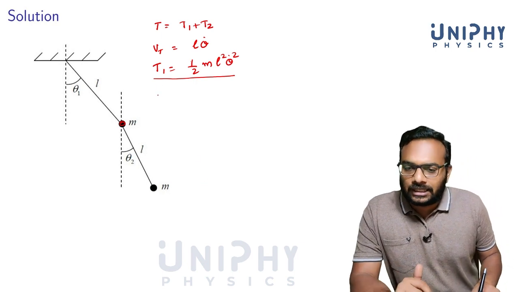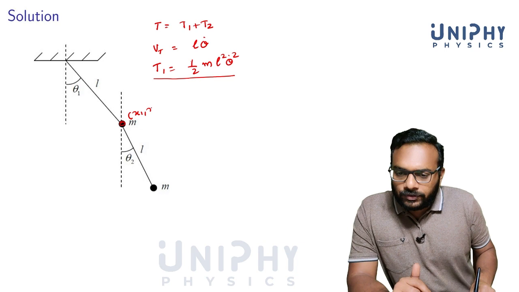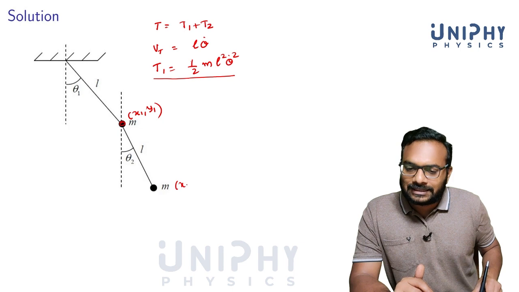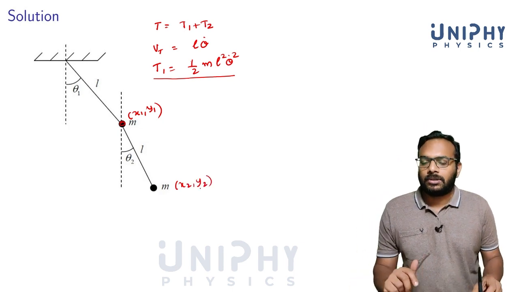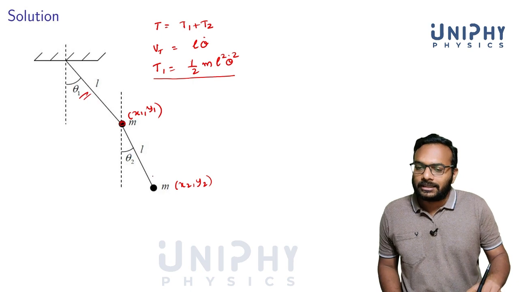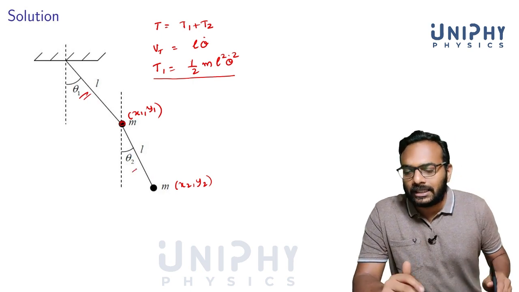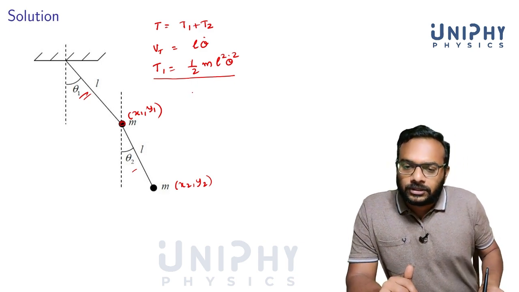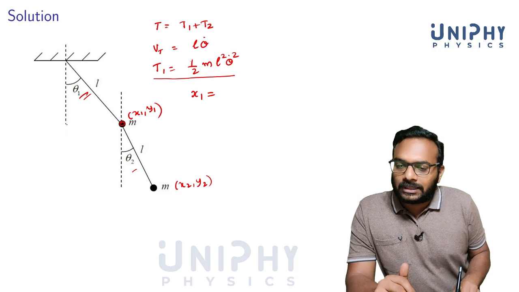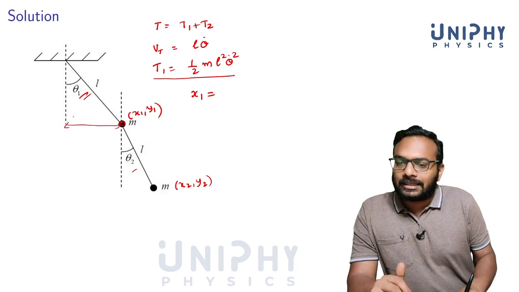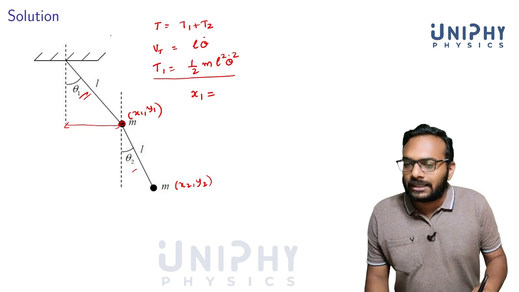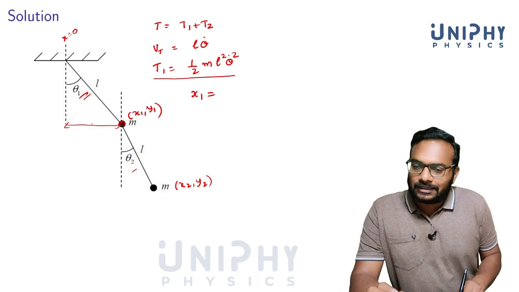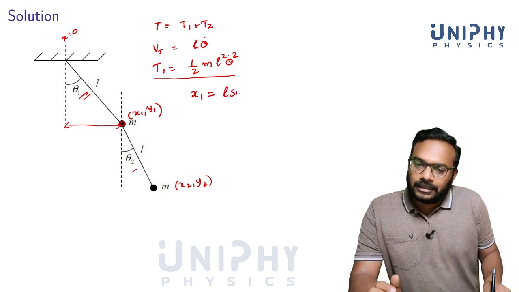So let's start with the transformation equations. Let's give the coordinates of the first mass as x1 and y1, and the coordinates of the second mass we'll call x2 and y2. As you see, we can take theta 1 and theta 2 as the generalized coordinates. That's enough. So let's write down the transformation equations. We see that x1 is this length. We can take this line as the y-axis, along which x is equal to 0. So x1 is this length, and that is L sine theta 1.